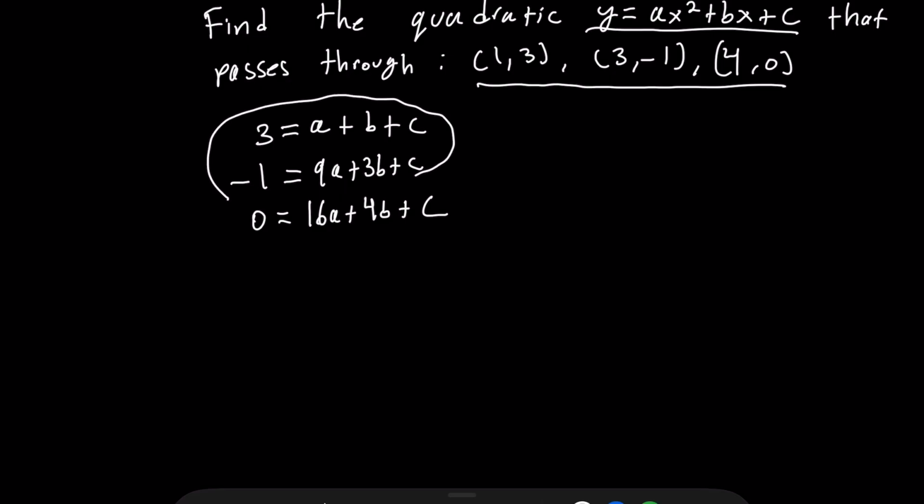Let's take it one equation at a time. We're going to do this with elimination. So we're going to take these, and why don't we subtract them? I'm going to subtract this equation from this one. So, in other words, if you subtract the top equation from the bottom equation, you're going to get 8a plus 2b is equal to negative 4.